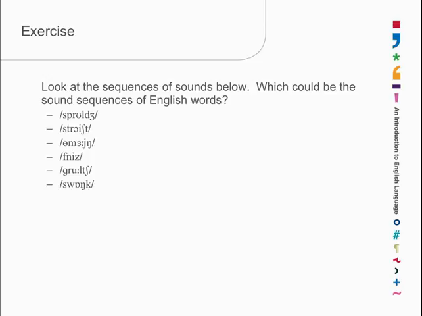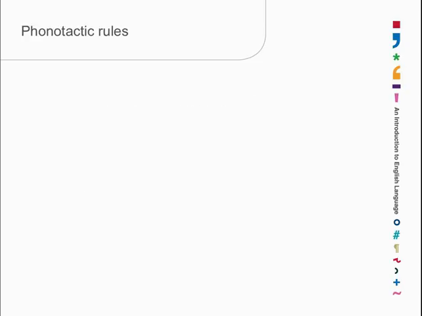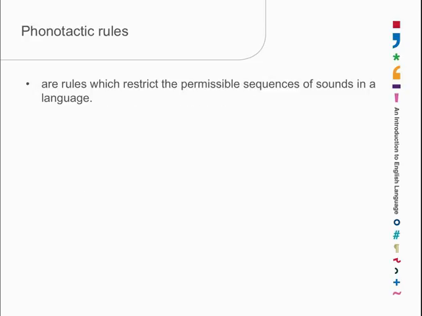So what we know is that there are phonotactic rules. Rules for a language which say you're not allowed these sequences, but you are allowed other sequences. Let's have a look at consonant clusters in English. If you have a look through your dictionary at the number of words that have consonants at the beginning, more than one consonant, you'll find that there are rules restricting the sequence.